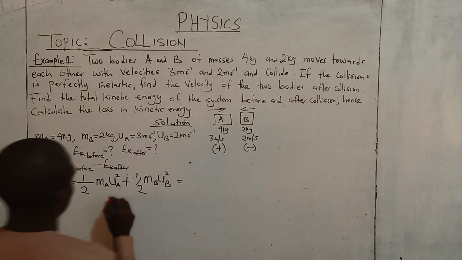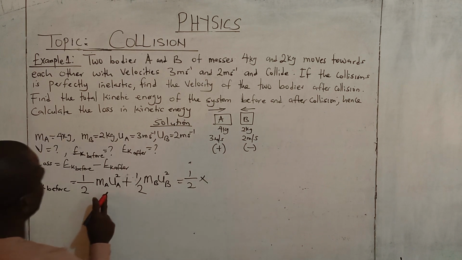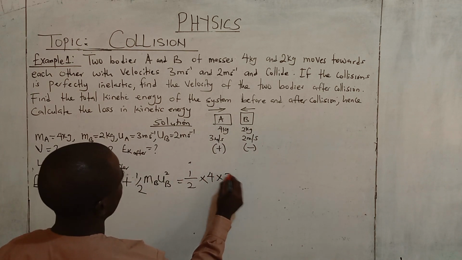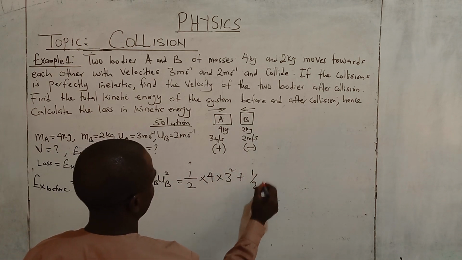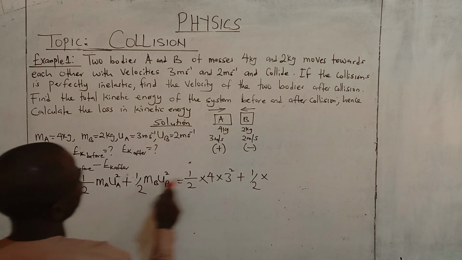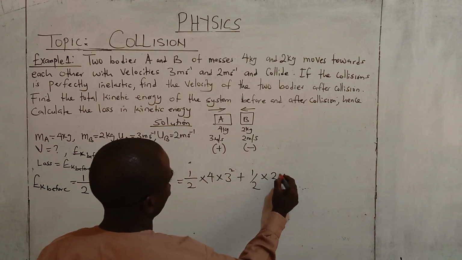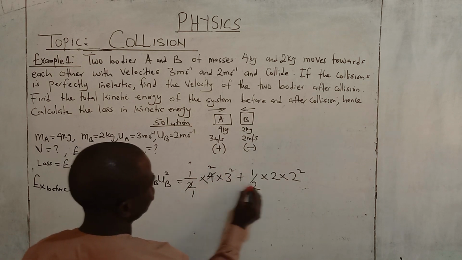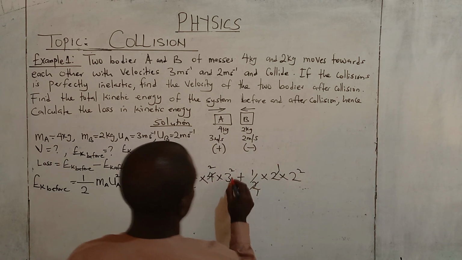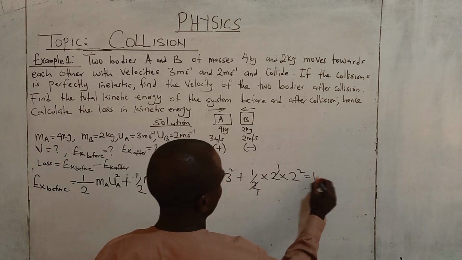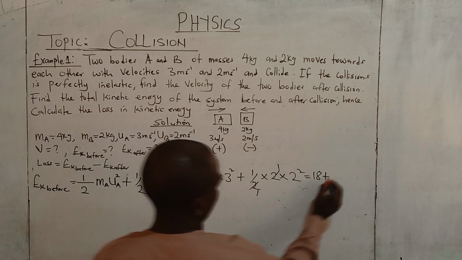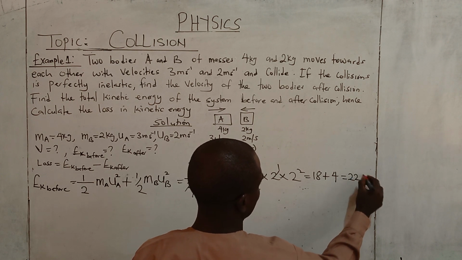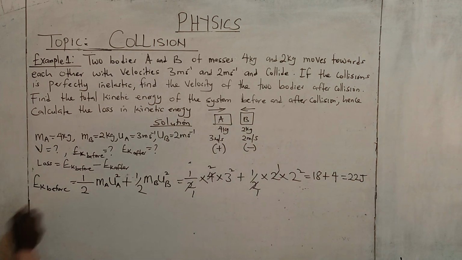Okay, now you have half multiplied by MA, which is 4, times UA, that's 3 squared, plus half times MB, which is 2, multiplied by UB, 2 squared. 3 squared is 9 times 2, 18, plus 4, 22 joules. Kinetic energy before collision is 22 joules.